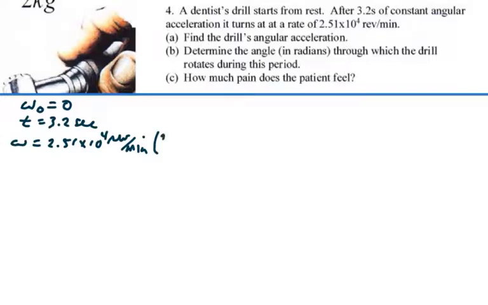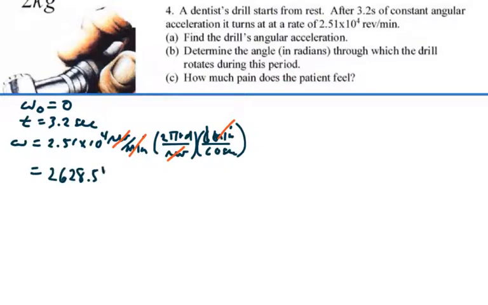So we know that there is 2 pi radians per revolution and 1 minute per 60 seconds. That would do it. So minutes would cancel out, revolutions would cancel out, and if we do that, we get 2,628.5 radians per second. Sounds good. So now we got the 3 variables we need.